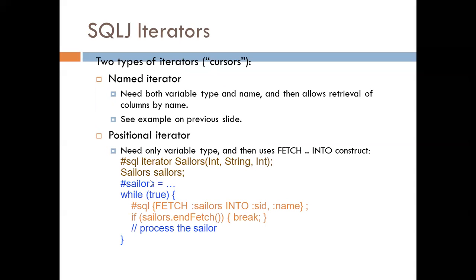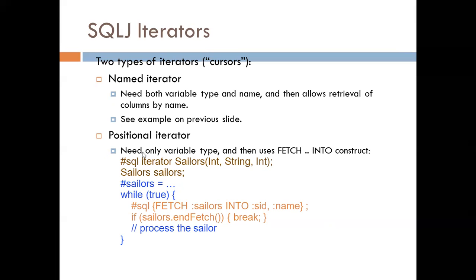There are two types of iterators in SQLJ. One is the named iterator, another is the positional iterator. In a named iterator, we need both variable type and name, and it allows the retrieval of columns by name. Just like the previous one, whatever iterator we declared is a named iterator. Another iterator which we have is the positional iterator. In a positional iterator, we need only the variable type, and then we use a keyword, that is fetch.